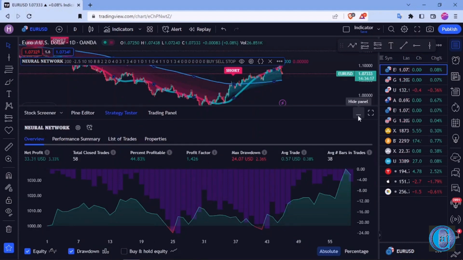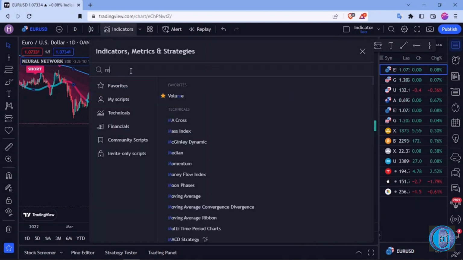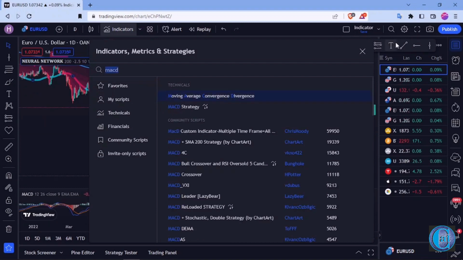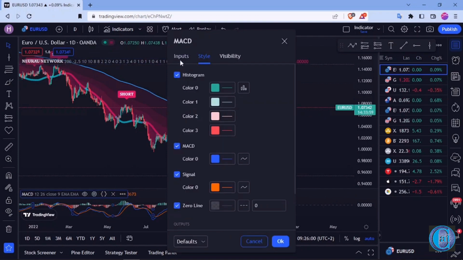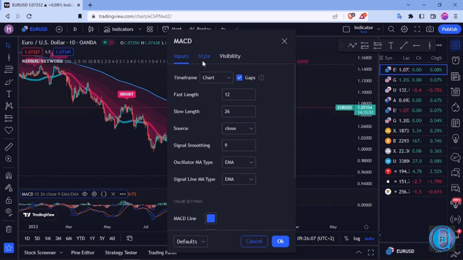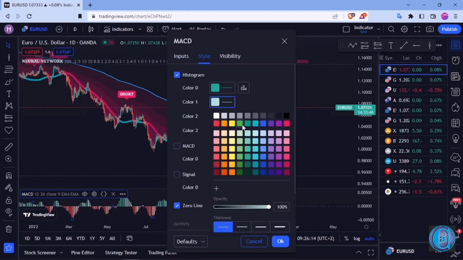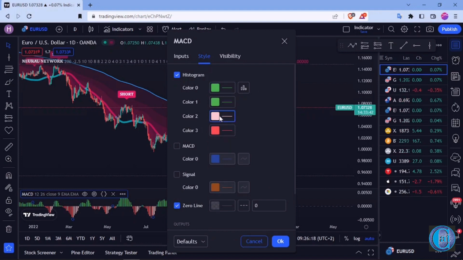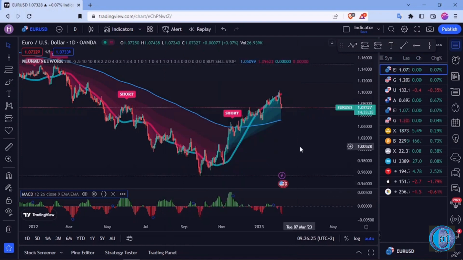Next, to improve the strategy even more, we are going to add the moving average convergence divergence indicator, or MACD. Under inputs for the indicator, we are going to leave everything on default. However, we are going to make a few changes under style. Under style, we are going to make the following changes. First, remove the MACD and the signal line. Second, change the histogram colors to green and red only. What this means is when the histogram is below the zero line, it will appear red, and when it's above the zero line, it will appear with green candles.